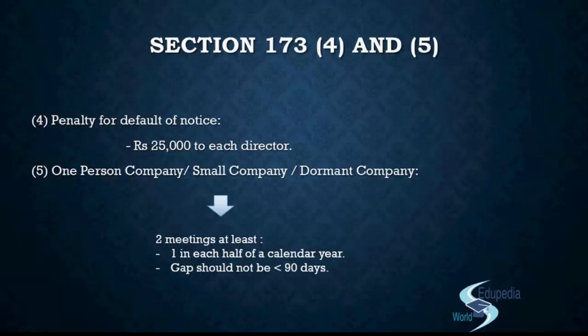And the gap between 2 meetings should not be less than 90 days. That means you cannot hold a meeting in June and the other meeting in July, and say I have complied with the provisions and I have called both the meetings in different halves of the year. No, because the gap is not less than 90 days, right? So that is the provision of section 173 subsection 5.